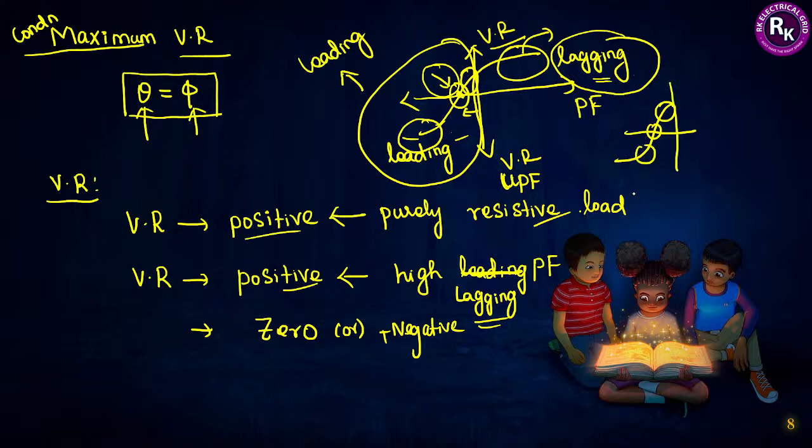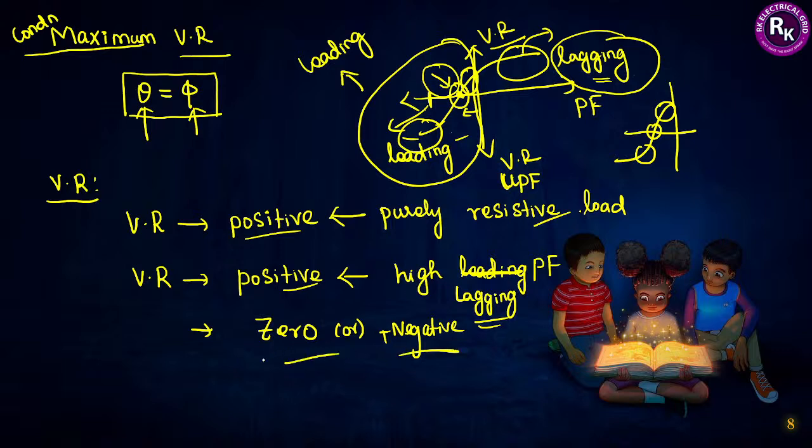All the chances are there at the leading power factor. If the power factor is leading and its value is dropping along this line, minus 0.8, minus 0.7, then when the value of the leading power factor becomes more and more negative, the voltage regulation will become negative.